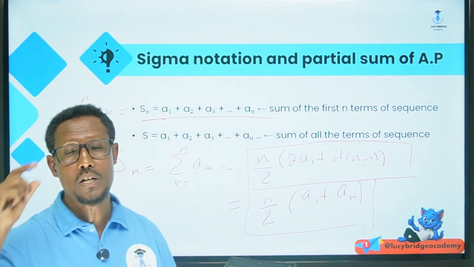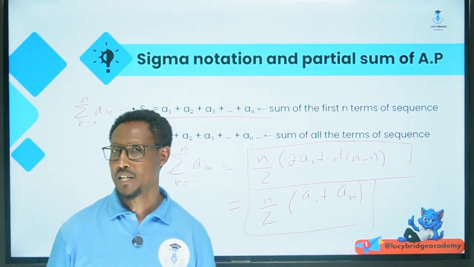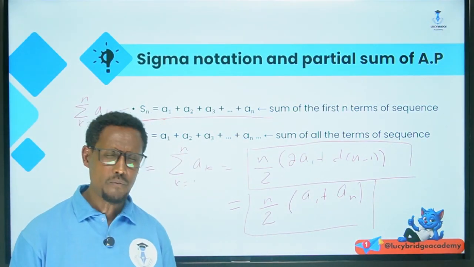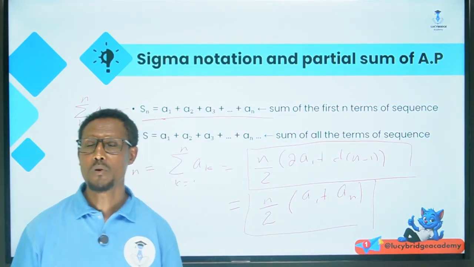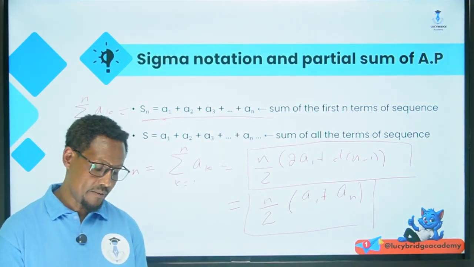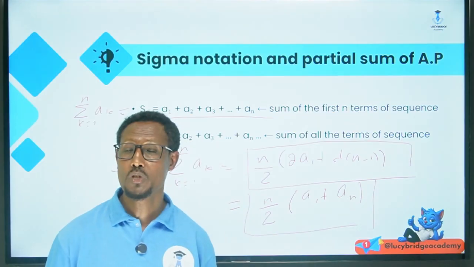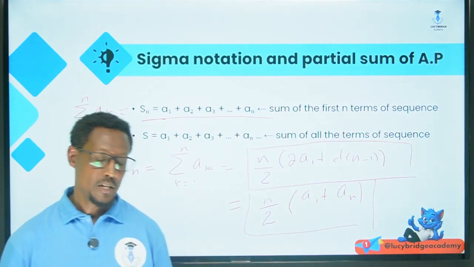In this level, it is impossible to find the sum of an infinite series, okay, infinite sequence. It is impossible to find an infinite series in this level, all right? We only add the finite terms of an arithmetic sequence, okay?